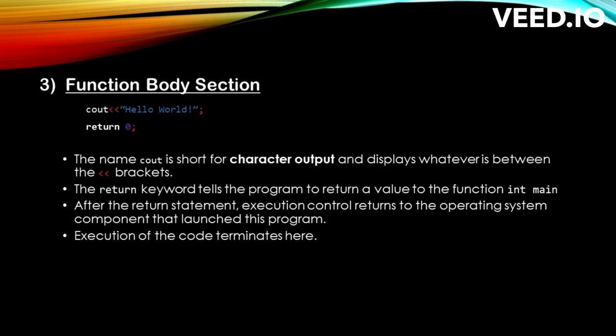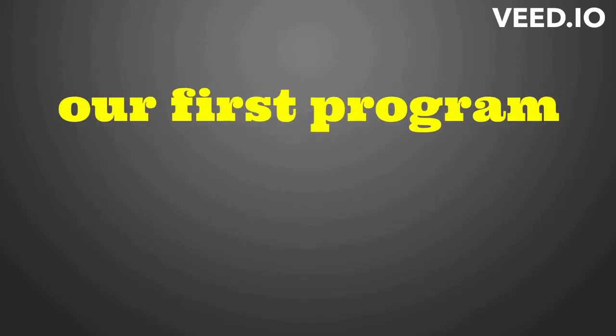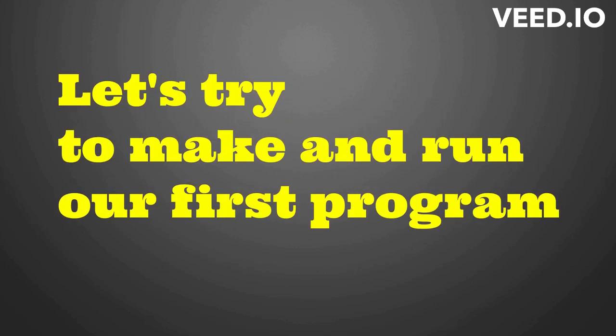And number 3, the last section, is the function body section. It contains all the code that you want to output. It can be plain text output, user input, and even calculations, depending on what the program should do. The name cout is a keyword for output, and cin is for input. The return keyword tells the program to return from the int main function. After the return statement, the execution control will return to the operating system component that started this program and terminate the process. Let's try to make and run our first program.